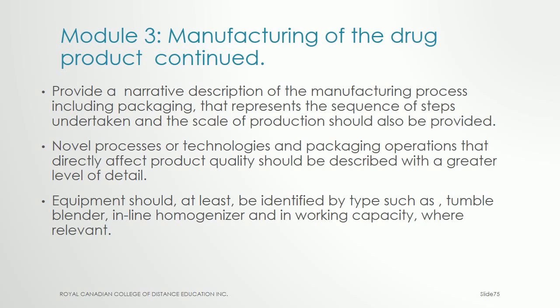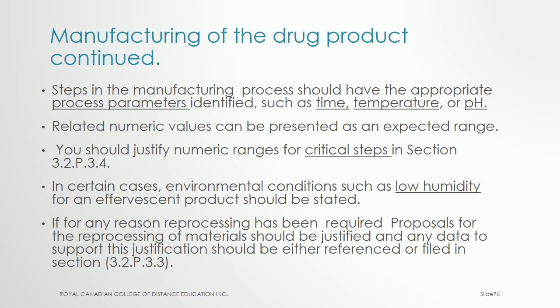Novel processes or technologies and packaging operations that directly affect product quality should be described with a greater level of detail. Equipment should, at least, be identified by type, such as tumble blender, inline homogenizer, and by working capacity, where relevant. Steps in the manufacturing process should have the appropriate process parameters identified, such as time, temperature, or pH. Related numeric values can be presented as an expected range.